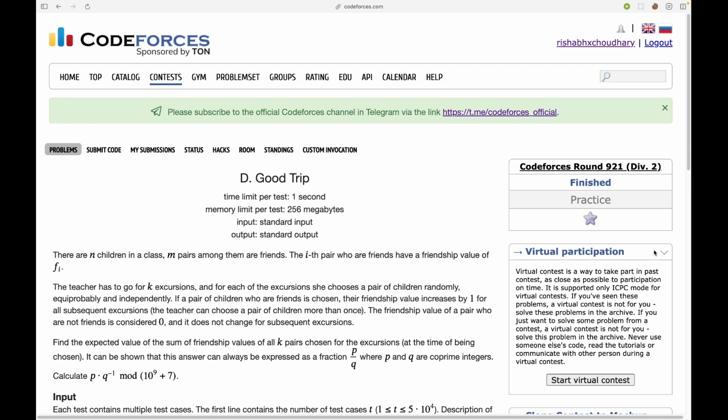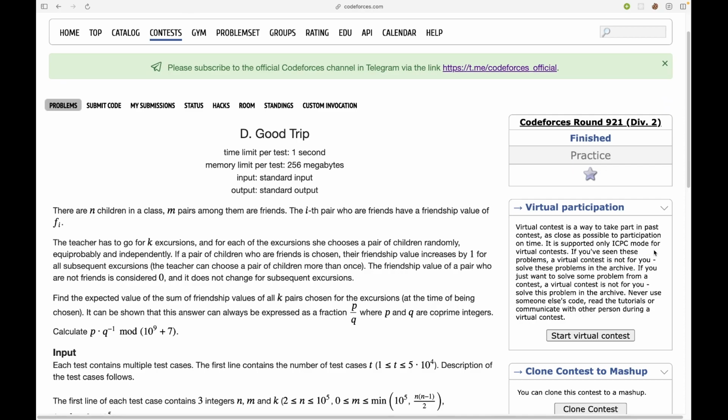There are n children in a class and m pairs among them are friends. The ith pair who are friends have a friendship value of fi. The teacher has to go for k excursions, and for each of the excursions, she chooses a pair of children randomly, equiprobably, and independently. If a pair of children who are friends is chosen, their friendship value increases by 1. The friendship value of a pair who are not friends is considered 0, and it does not change for all the subsequent excursions.